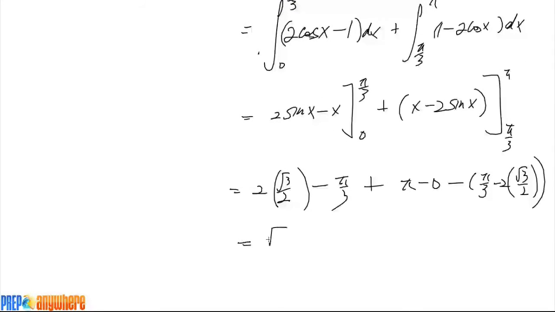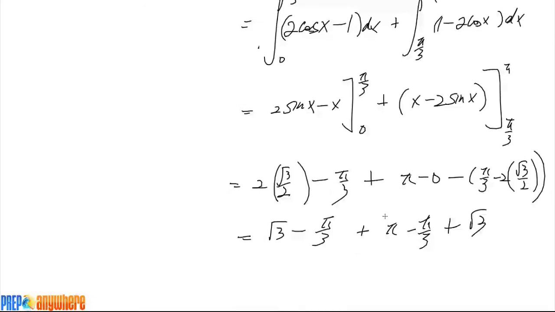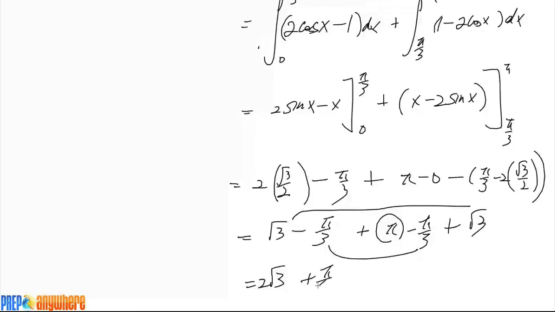So we get a root 3 minus pi over 3 plus pi, minus pi over 3 plus root 3. Add those two and you get 2 root 3. You have 1 pi and 2 of pi over 3, so you're going to get just a pi over 3 when you find the difference. So that's the answer.